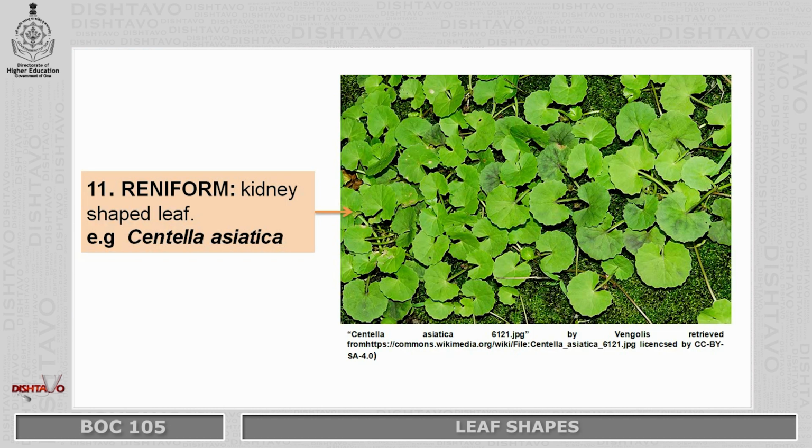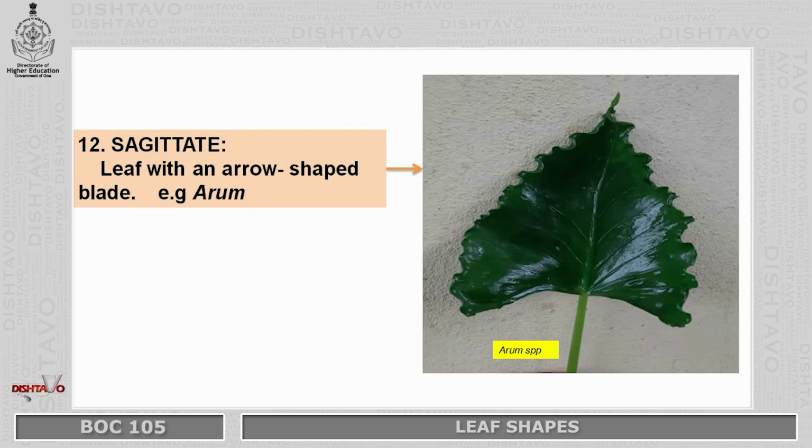Then we come to reniform. Reniform means kidney shaped. The leaves are shaped in the form of a kidney or bean shaped. So we see this in Centella asiatica, which is also known as Brahmi. Then the last one, which we see, sagittate, leaf with an arrow-shaped blade. We see this in Arum and many other species of Arum where the leaves are arrow-shaped.